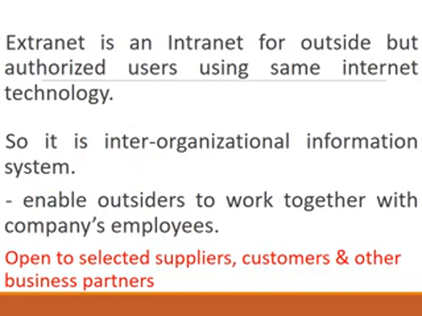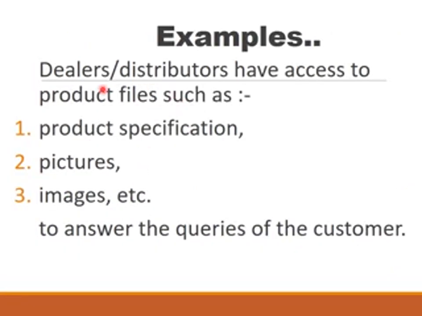That is the extranet. For example, dealers, distributors can have access to product files such as the product specification that you are selling, the pictures of such a product, and the images. Why? So that they can be able to answer the queries of the customer. You are selling a product. Now, the dealers or the distributor might have information that you do not have. And when questions arise, since they have access to your internal network via the extranet, they can answer such questions. That is one way why the extranet is so important.